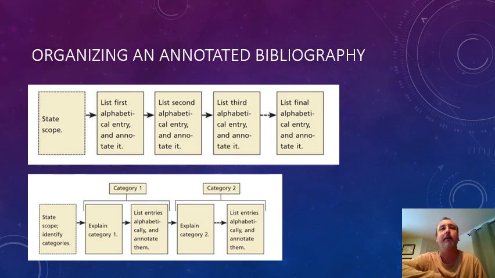And then, as you can see, after you state the scope, you just go through what we already talked about. And again, it's all going to be in alphabetical order, just like you would do a regular bibliography. You list the first entry, and then you put your annotation below it. And so this could be for either type of annotated bibliography. If it's descriptive, it's going to be probably a little bit shorter. And then you just continue on down that list.